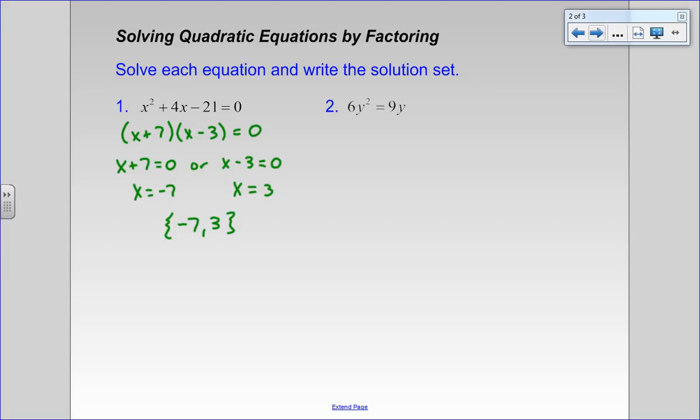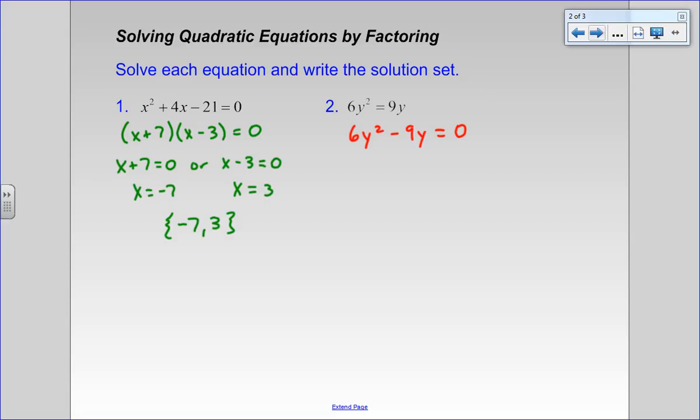Let's look at a second example. 6y squared equals 9y. Now, it's important in a situation like this to avoid the temptation of dividing both sides of the equation by y. If we were to do that, we would actually obtain a linear equation. We want to solve this quadratic equation and find all the solutions of the quadratic equation. So instead, we should write this equation in standard form, and we can do that by subtracting 9y from both sides to obtain 6y squared minus 9y equals 0.